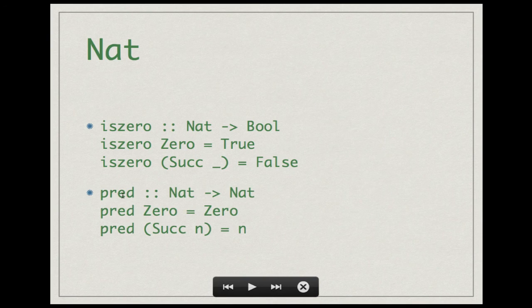Here is a function that computes the predecessor of a natural number. By convention, the predecessor of 0 is taken to be 0 since we do not allow negative numbers. So pred is a function from Nat to Nat. pred Zero equals Zero. pred of Succ of n equals n. We could have other similar definitions.